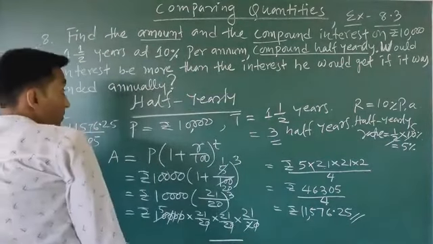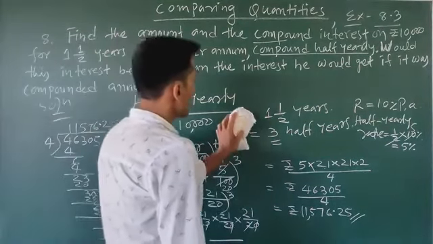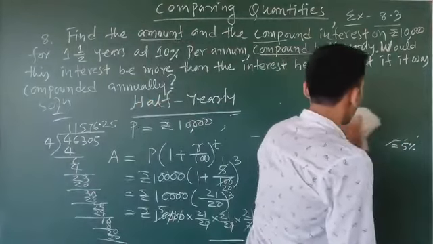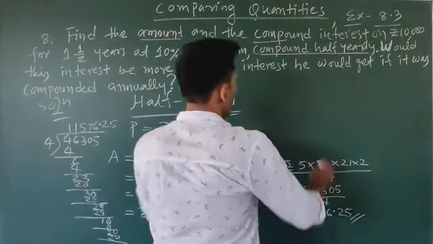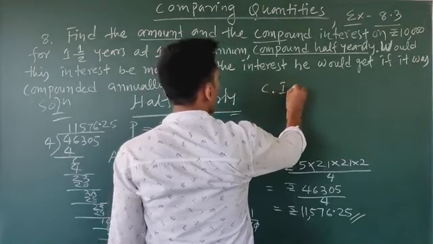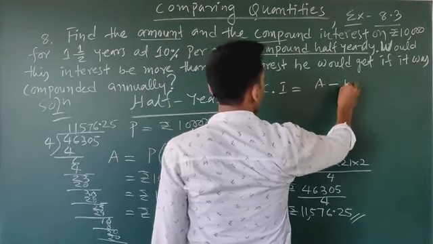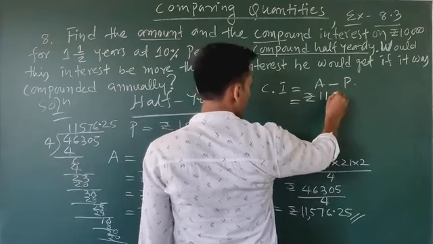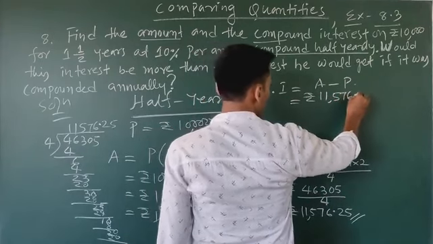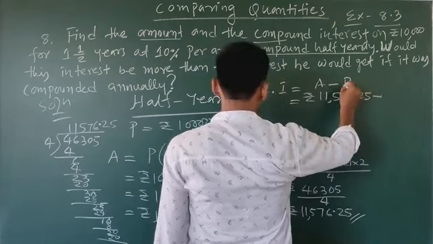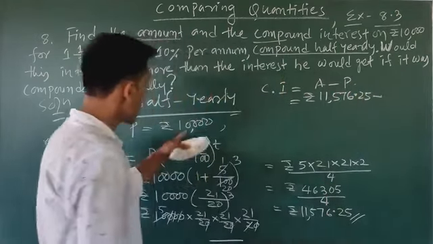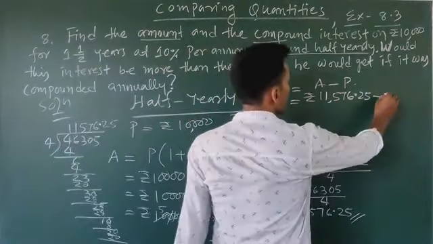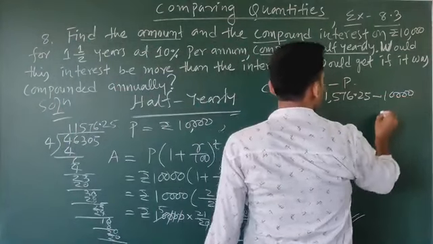Compound interest is what? Amount minus principal, isn't it? Compound interest, amount minus principal. Amount we get how much? 11,576.25. Principal amount we have how much? 10,000. From amount to subtract principal.